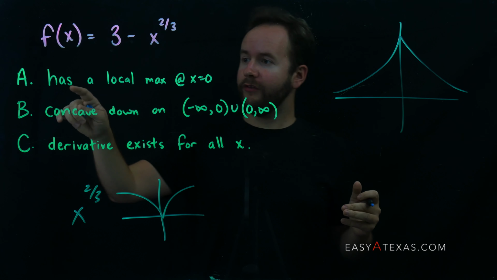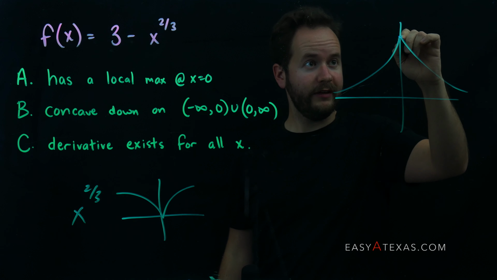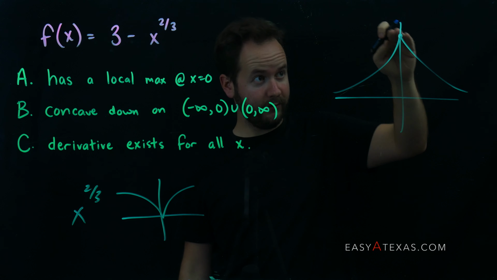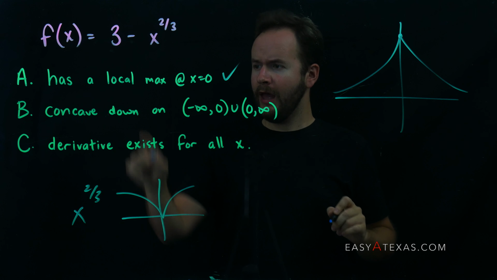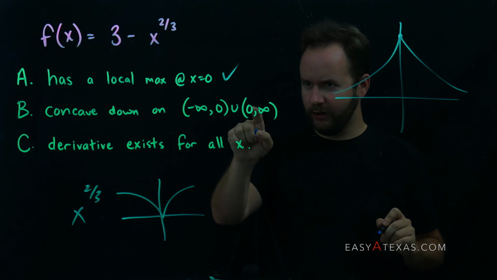Well, sure. Is there a local maximum at x equals 0? Yeah, it seems to be there's a peak here. The mountaintop is reached, and so there is indeed a local max at x equals 0. So this is true.